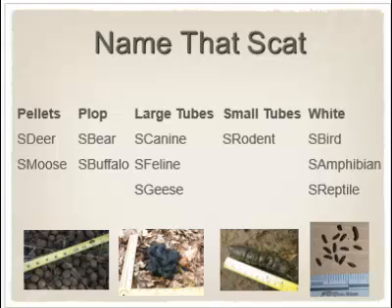Canines obviously will be larger than your feline, and geese even have tubular droppings. Now, geese also contain white material that's referred to as guano, and that is because it is from a bird, and birds tend to have guano in their scat. Small tubes, really tiny tubes, as you can see on the right-hand side, are your rodents, so your squirrels and your smaller rodent-like creatures. And then anything that has white in it, as mentioned before, birds in particular, but also your amphibians and your reptiles, will show up white in their droppings.